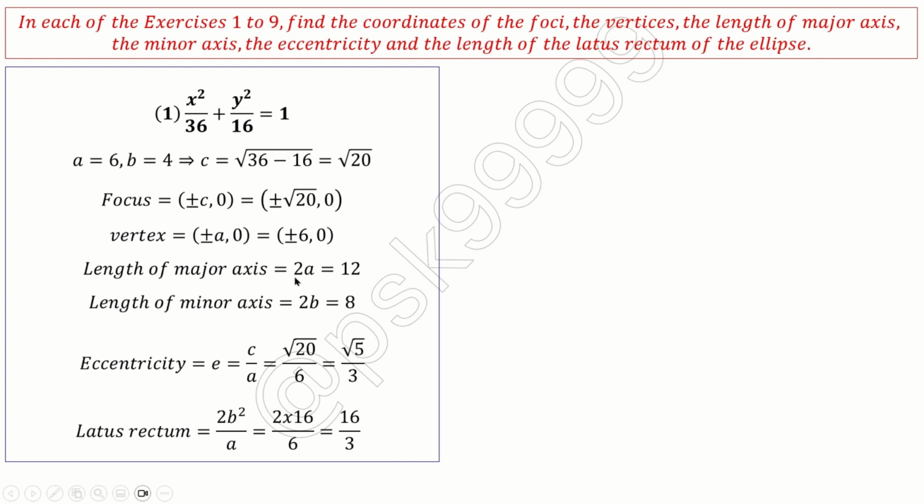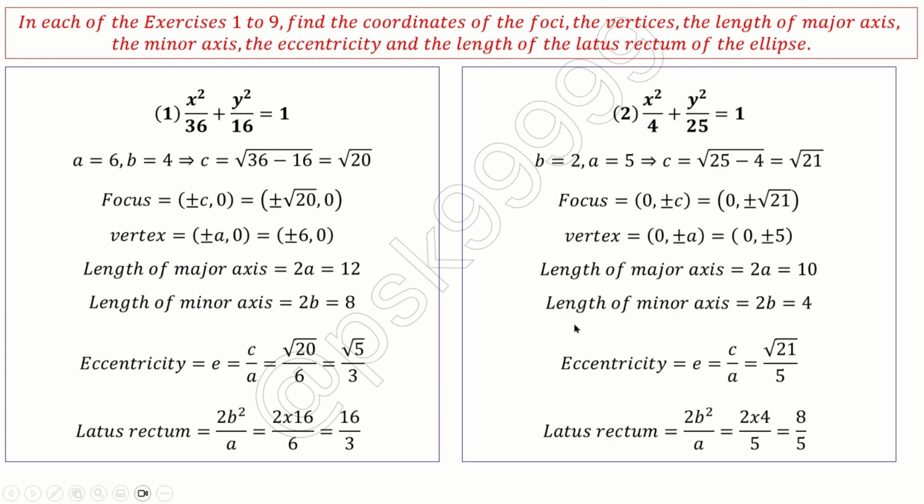Length of major axis is 2a, which is 12. Minor axis is 2b, which is 8. Eccentricity is always c by a, which is square root of 20 by 6, which is nothing but square root of 5 by 3. Latus rectum is 2b square by a, which is 2 into 16 by 6, which is 16 by 3.